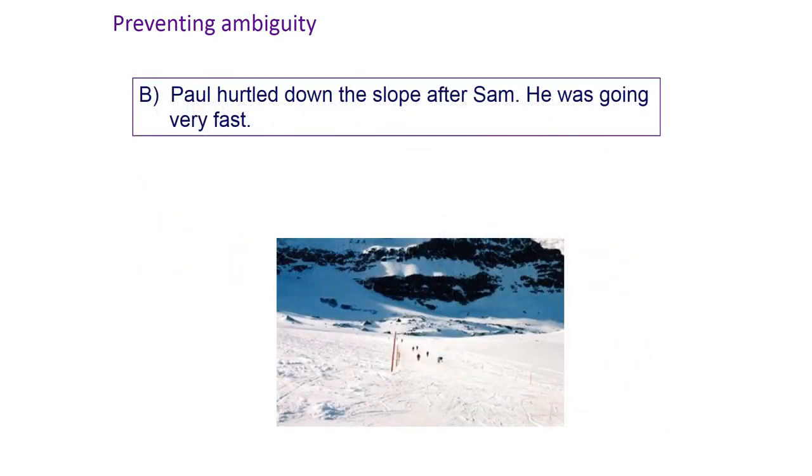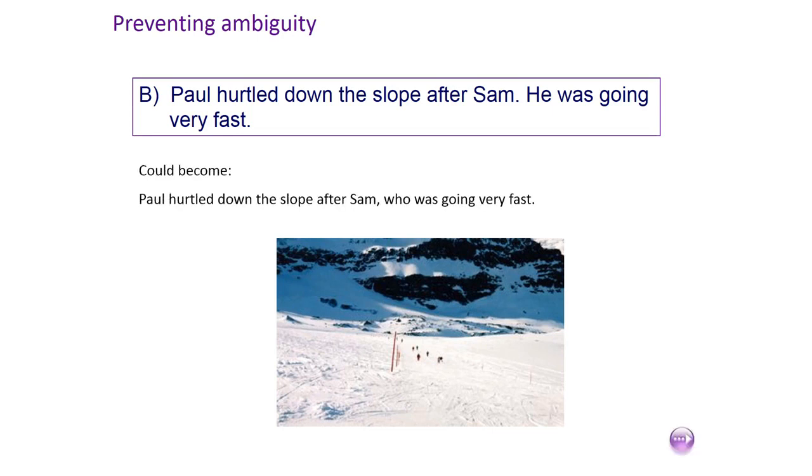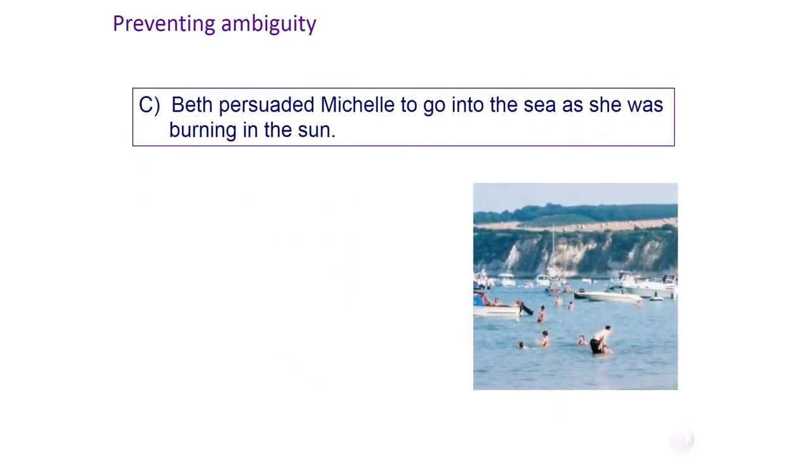B. Paul hurtled down the slope after Sam. He was going very fast. This could become Paul hurtled down the slope after Sam, who was going very fast. So we put in a relative pronoun there, which would be linked to Sam.